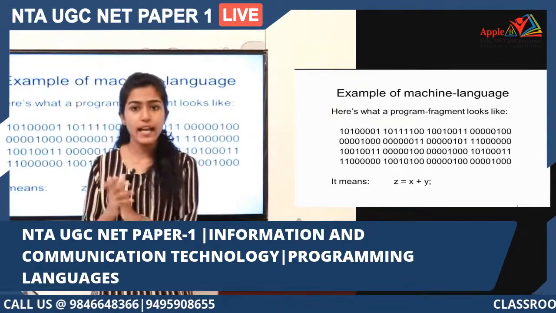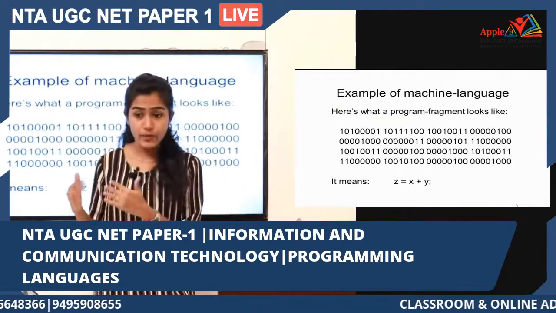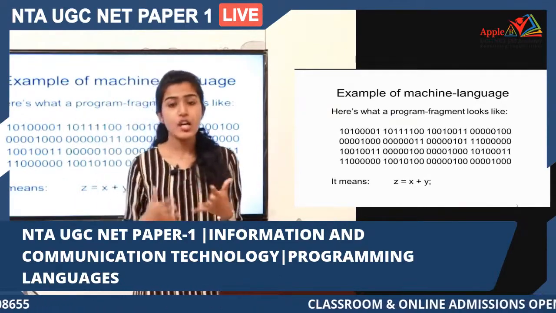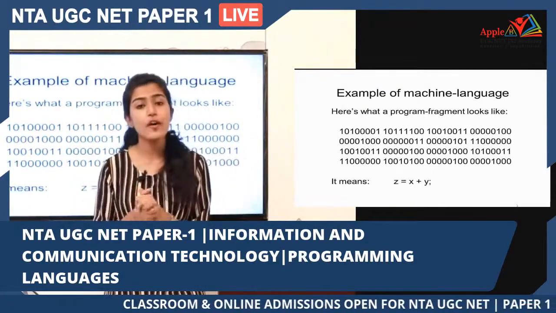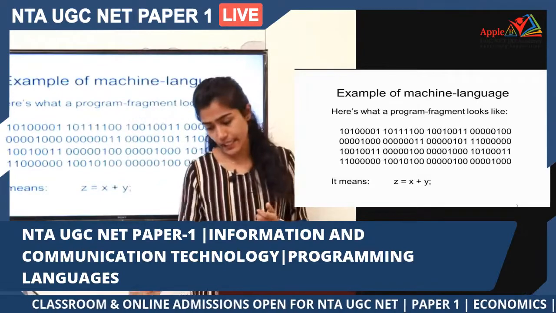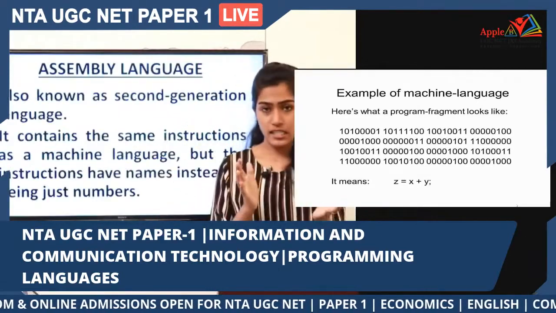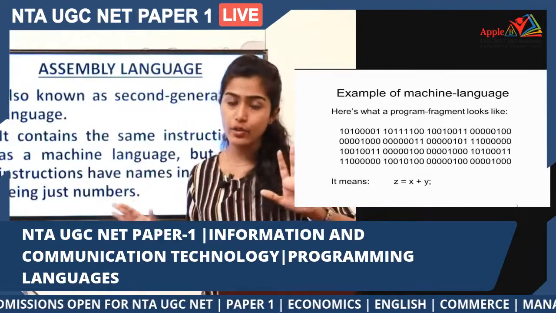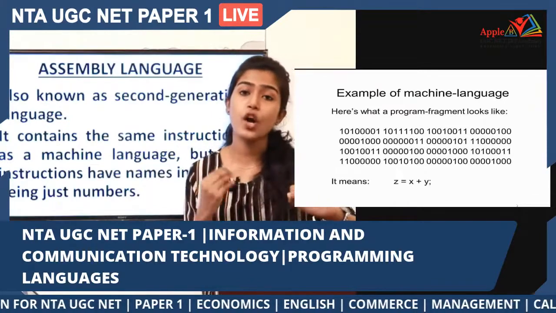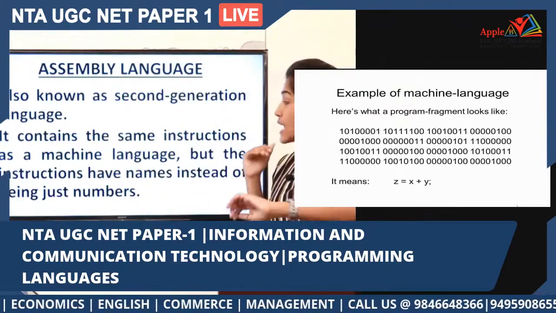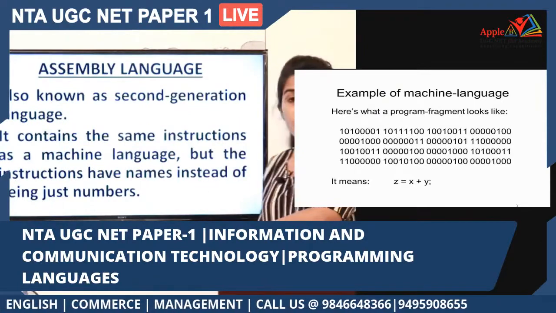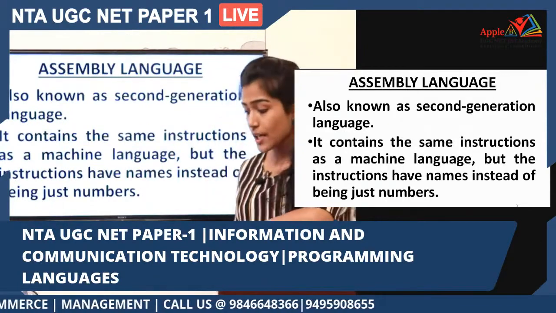And in low-level languages, we have machine language and also assembly language. So now we have completed the machine language. Now we are moving to the assembly language. When we discussed machine language, we said that it can also be termed the first generation language, whereas assembly language can be called the second generation language.